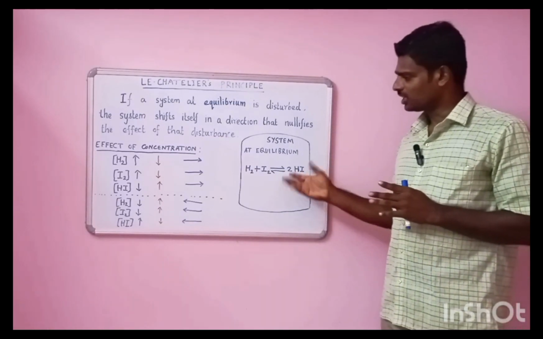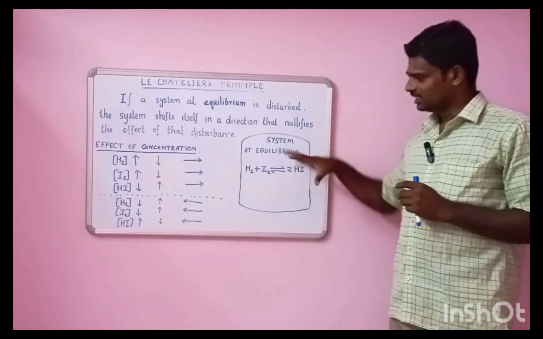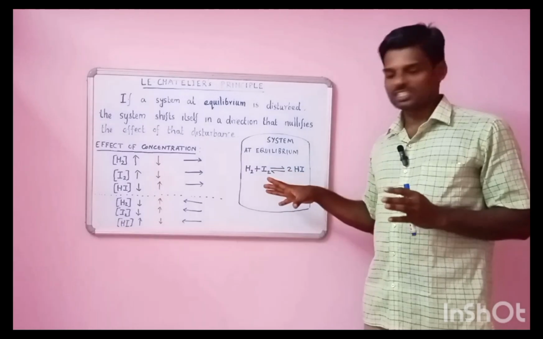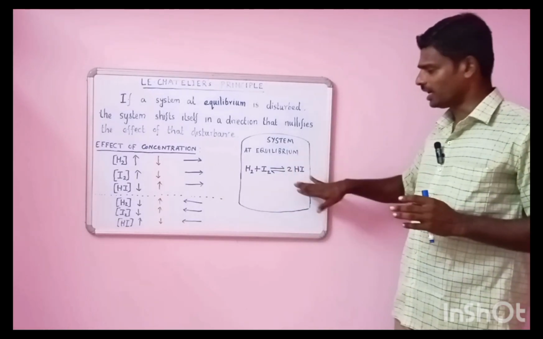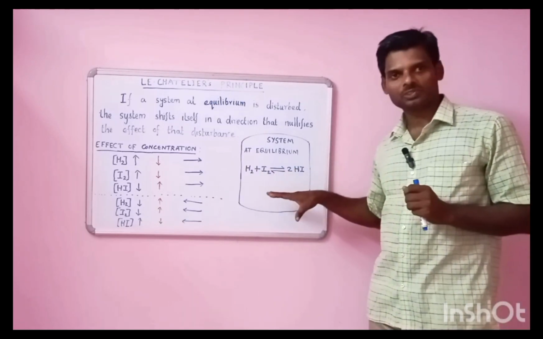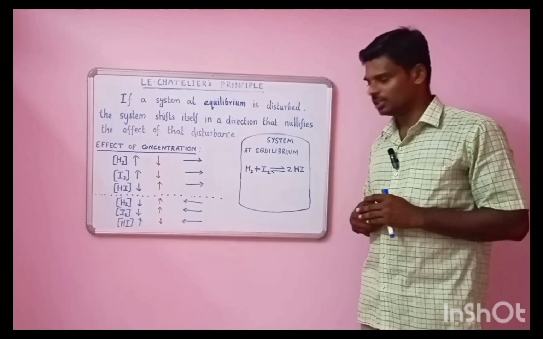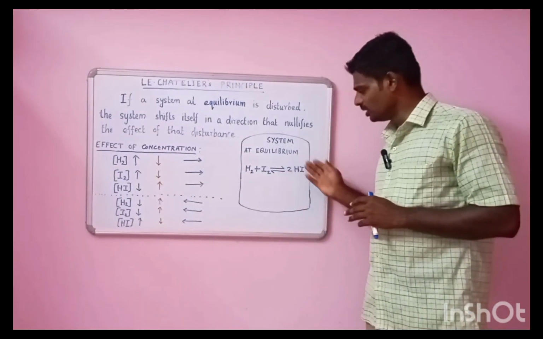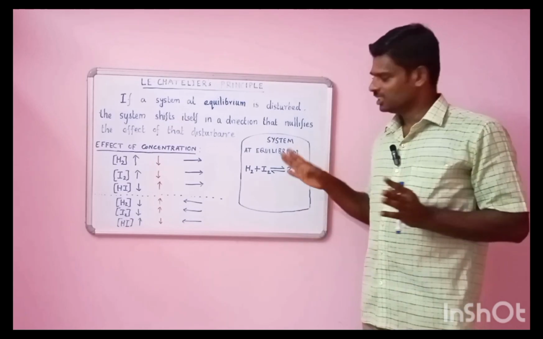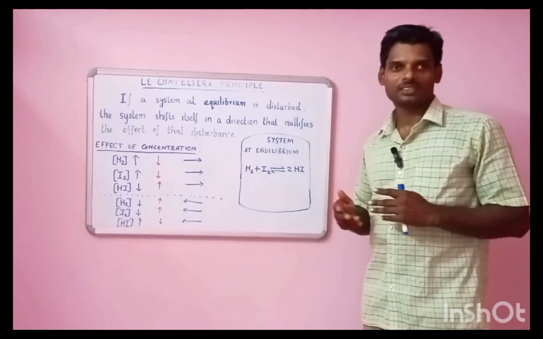For example, we have hydrogen and iodine in this closed system in the initial stage, and we don't have any hydrogen iodide molecules. We have only reactants. So we have 50% of hydrogen and 50% of iodine, and there is no hydrogen iodide. Now we keep it closed and the reaction will start.